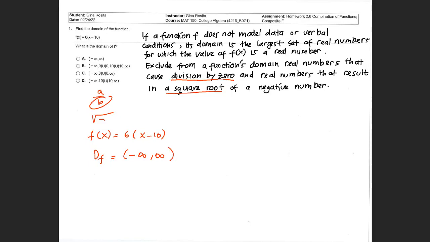So which one do we choose? The answer is A. Okay, we choose A. Now go to the next one.